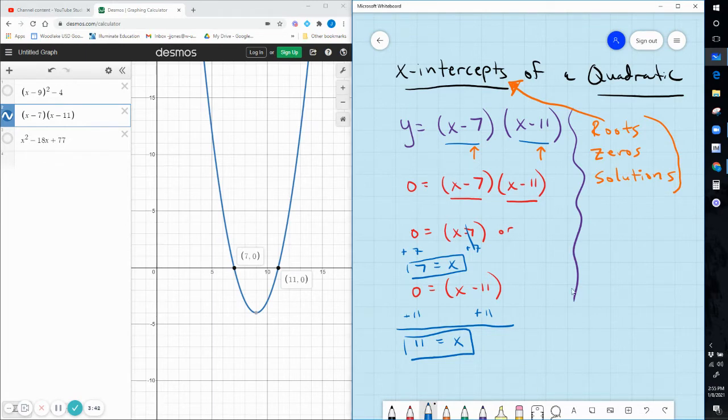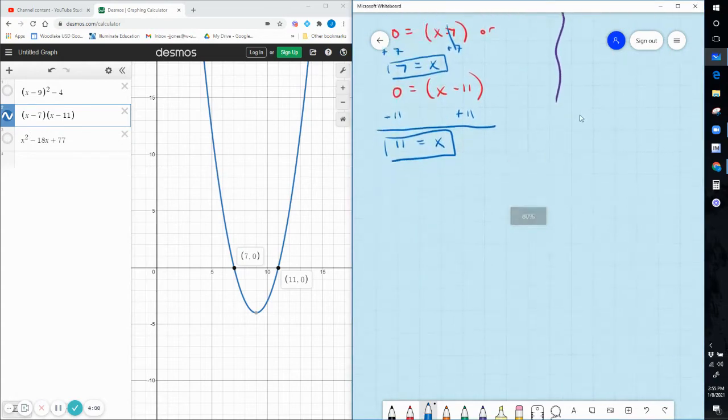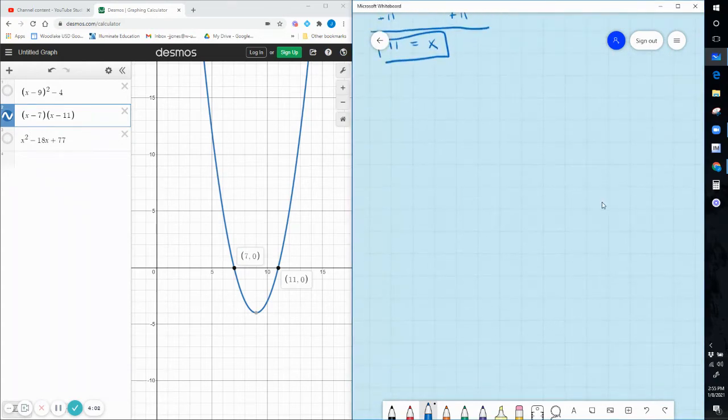All right, if you're not done with your notes, go ahead and pause. I'm going to move on to the next form. So that was factored form. Let me write that here for you. Factored form. All right. So moving on. Let's do a different form.